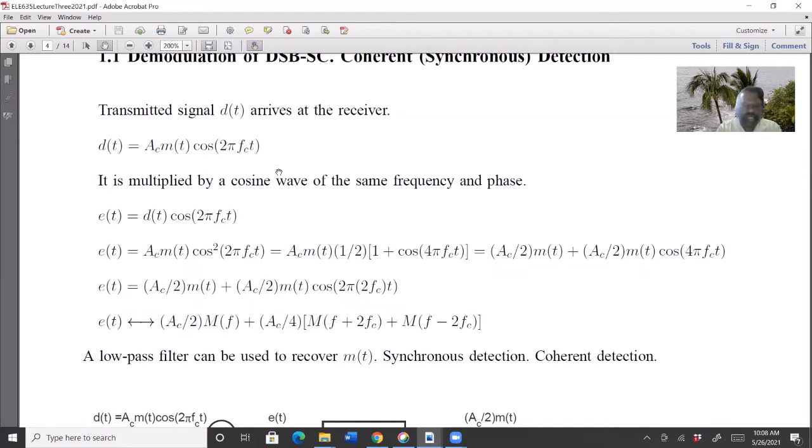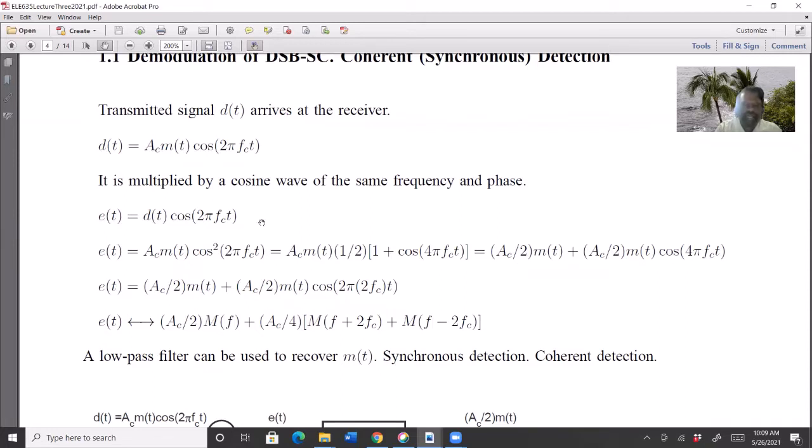So you take this and multiply by cosine 2 pi fc t, so you get cos square 2 pi fc t. So cos square x is equal to half of 1 plus cos 2x, so 2 pi fc t becomes 4 pi fc t. When you multiply it out, you get Ac over 2 m(t), and you see this is a multiple of the message signal. So we have the message signal, but unfortunately here you have Ac over 2 times m(t) cos 4 pi fc t. So you know this is actually the modulated signal at carrier frequency 2 fc. So we don't want to listen to this. So this is basically copied here. So let me talk about that.